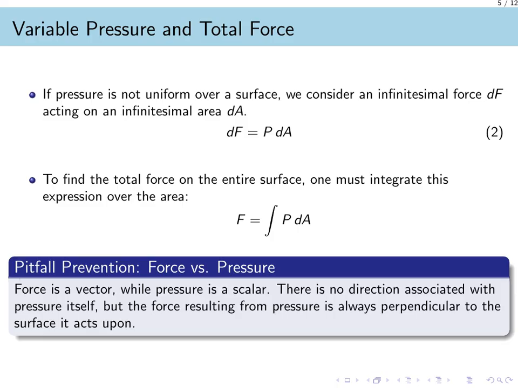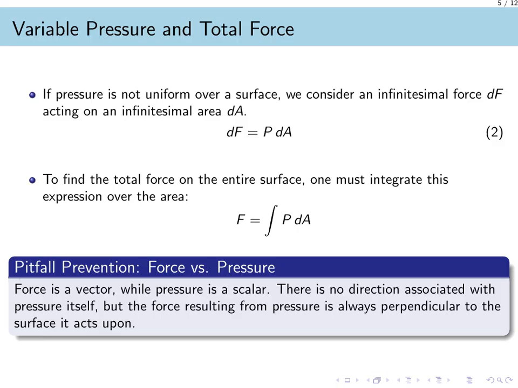First, let us address a common point of confusion. Pressure is a scalar, meaning it has no direction. The force resulting from pressure, however, is a vector, and it always acts perpendicular to the surface. When pressure varies across a surface, we cannot simply multiply pressure by the total area. Instead, we must use calculus. We consider the tiny force, dF, on an infinitesimally small area, dA. This force element is equal to the pressure P at that location times the area dA.